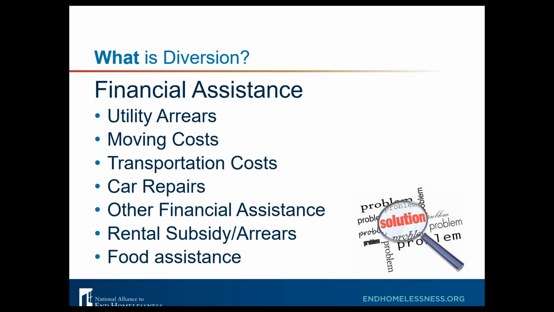Some of the financial assistance could cover things like utility arrears, moving costs, car repairs, rental subsidy or arrears, food assistance. But it should be flexible and it should be nimble. You want to be able to give it to someone immediately. It's really about helping someone with their immediate crisis, with a little bit of what they might need to stay at, say, their mom's house for a little while longer, or be able to pay some back rent. And that's the reason that they might be about to be evicted. So we want to think about how to target that assistance to prevent the housing crisis and prevent it from escalating further so that it doesn't result in homelessness.